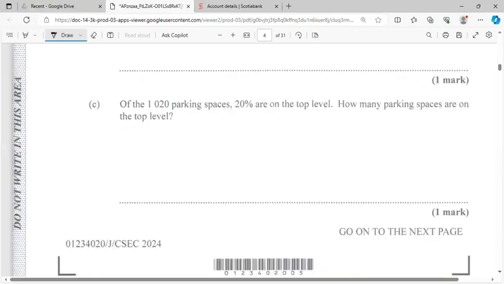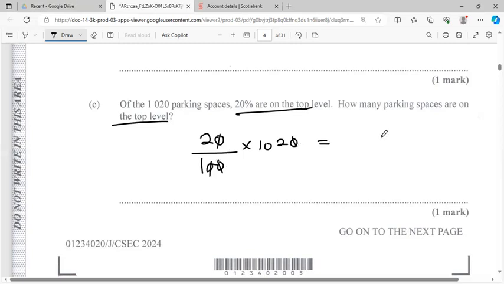It says of the 1,020 parking spaces, 20% are at the top level. How many parking spaces are at the top level? All I want is 20% of the total, the grand total is 1,020. So we can cancel, divide by 10, divide by 10. So this now would work out to 2 times 2 is 4, 2 times 0 is 0, 2 times 1 is 2. So that is 204, and you'd have gotten another 1 mark.